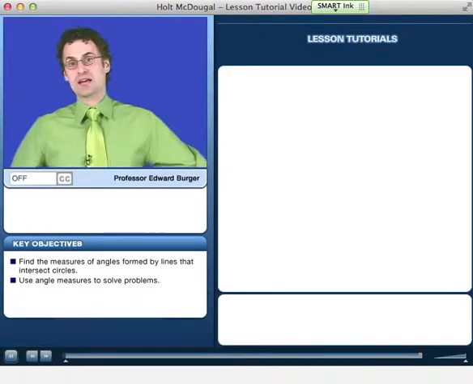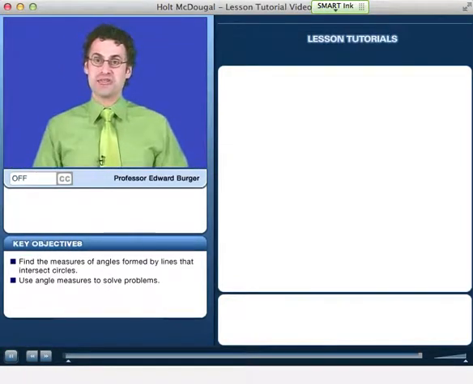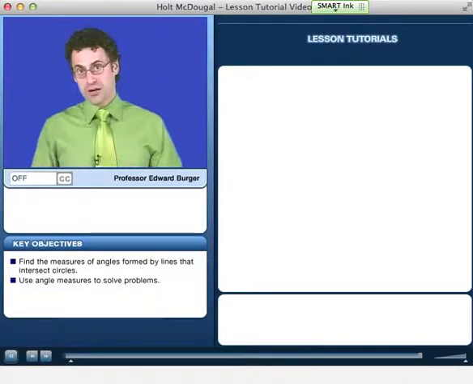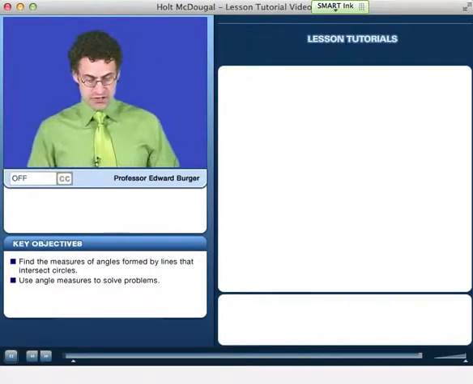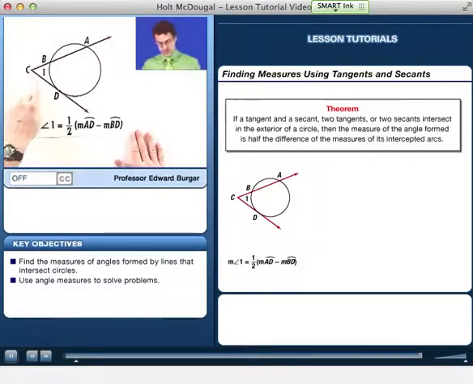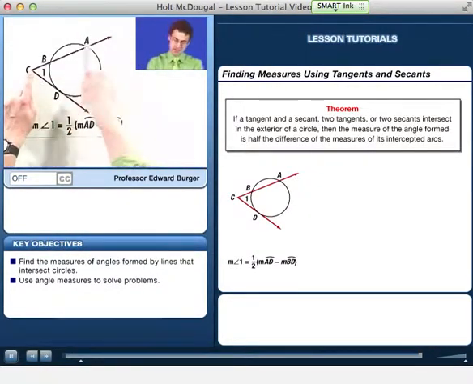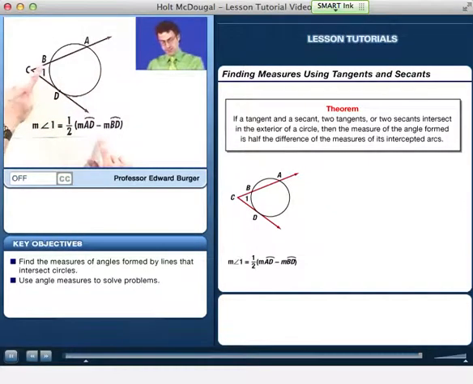Let's take a look at some more angles and see how we can generate more interesting identities between arc measures and angle measures. So imagine that I have a tangent line that intersects with a secant line. Remember, a secant line is just a line that actually crosses the circle at 2 points. Well, then we actually produce an angle here. I'm calling it angle 1. And we can ask, how do we find that angle?